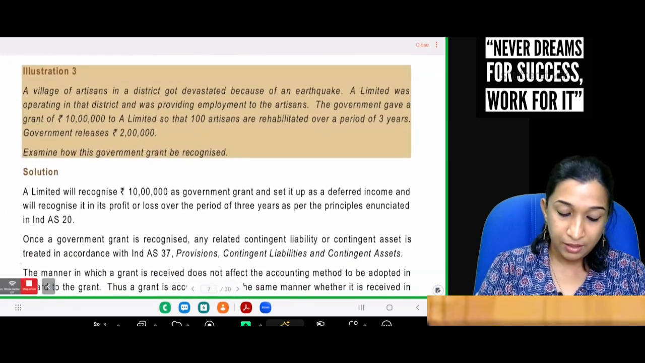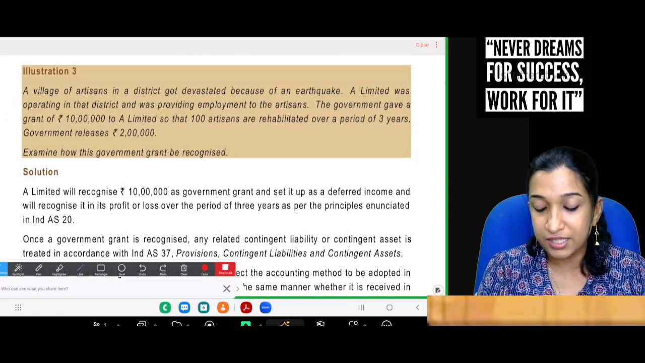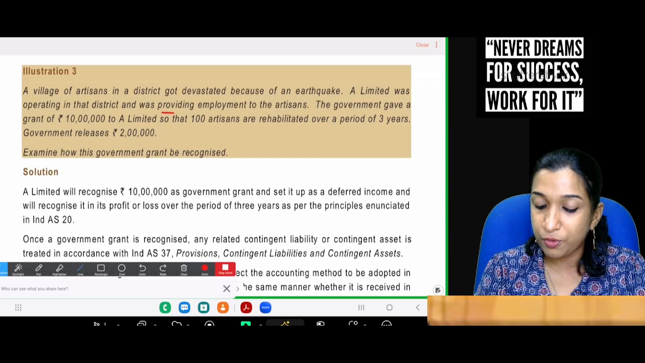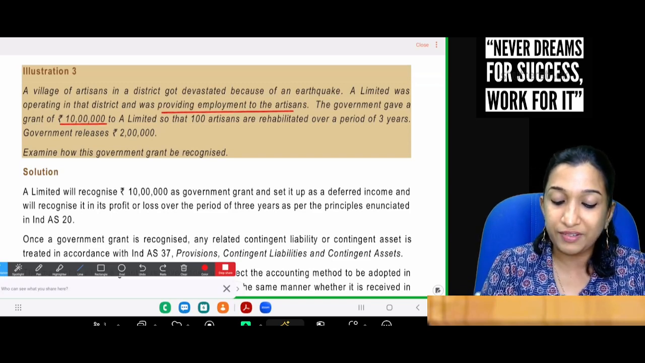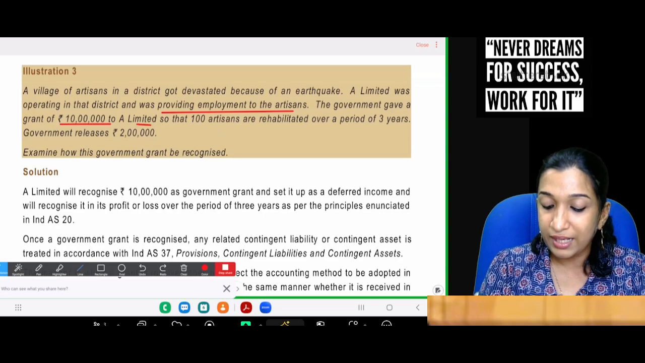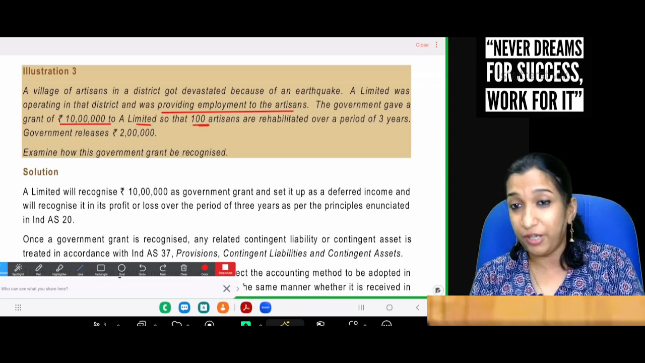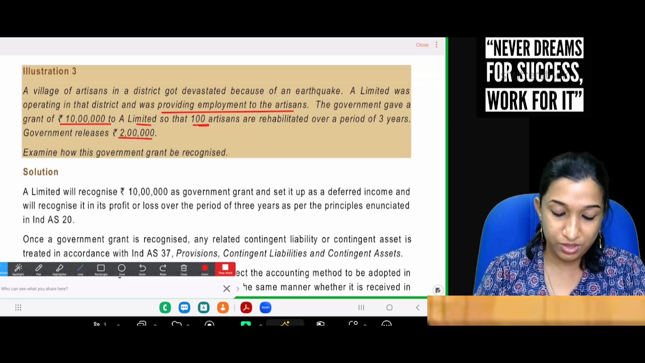Okay. A village of artisans in a district got devastated because of an earthquake. A Limited was operating in that industry and was providing employment to the artisans. Government gave a grant of 10 lakhs to A Limited so that 100 artisans can be rehabilitated over a period of 3 years. Government releases 2 lakhs. Okay, understood.